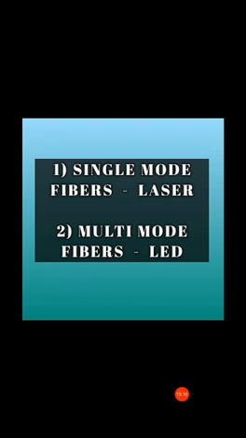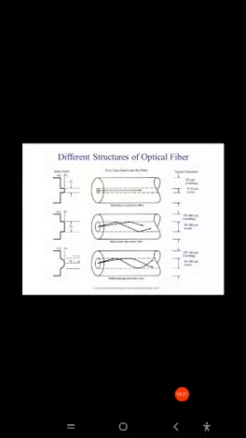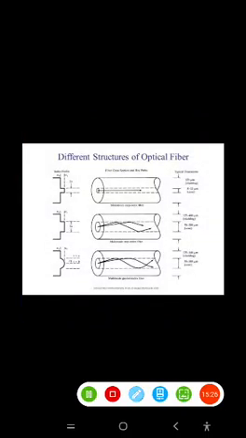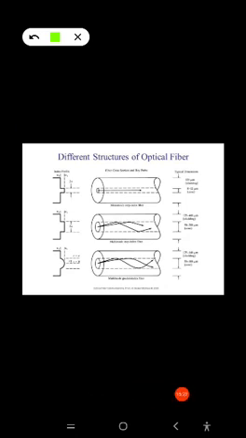Now we will see the modes, single mode and multi-mode fibers, right? This is the figure for single mode and multi-mode fibers. If you see clearly, this one is the single mode or mono mode step index fiber, this one is the multi-mode step index fiber, and this one is the multi-mode gradient index fiber. So the first one is the mono mode step index fiber, the second is the multi-mode step index fiber, and the third is the gradient index fiber.